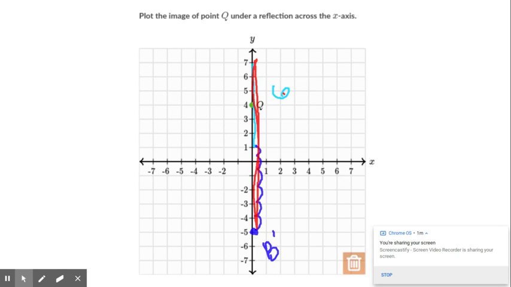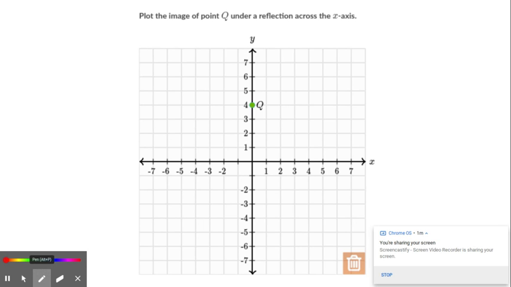Let's take a look at the next one. Now, we plot the image of point Q under reflection across the x-axis. Same idea here. Point Q is sitting on the positive y-axis. It is currently 1, 2, 3, 4 units above the x-axis. So when I reflect this thing, it's going to end up 1, 2, 3, 4 units below the x-axis. Just as a reminder, the x-axis is right here. So that's my line of reflection. So point Q prime is going to be right down here at (0, -4).